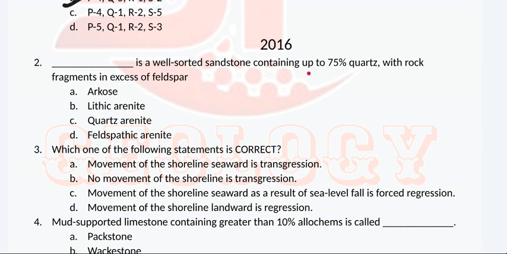That is a well sorted sandstone containing up to 75% quartz with rock fragments in excess of feldspar. Well sorted indicates that it is an arenite. Then the rock fragments are in excess of feldspar, that means rock fragments are more than feldspar. If rock fragments are more than feldspar, then it would be lithic arenite. For quartz arenite, you require 90% quartz. For arkose you require more than 25% feldspar, and also for feldspathic arenite the same thing. But in the question we have rock fragments in excess of feldspar. So the answer will be lithic arenite.